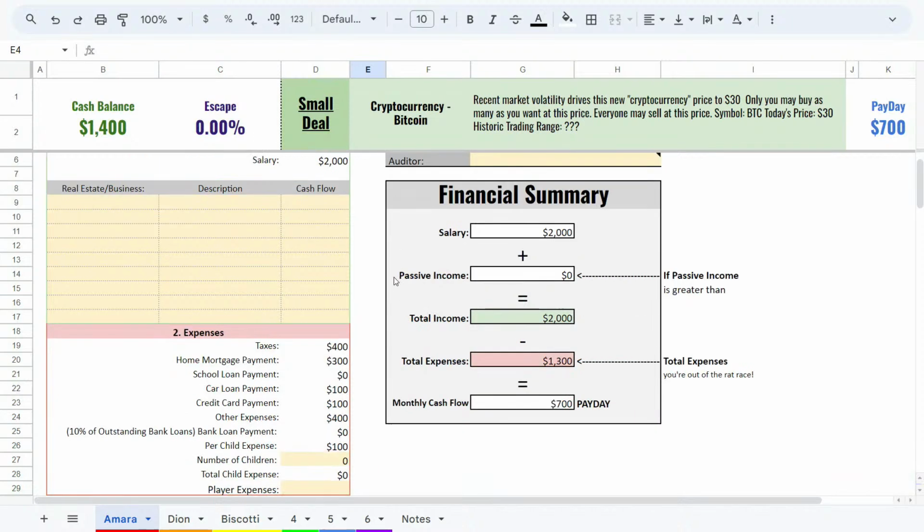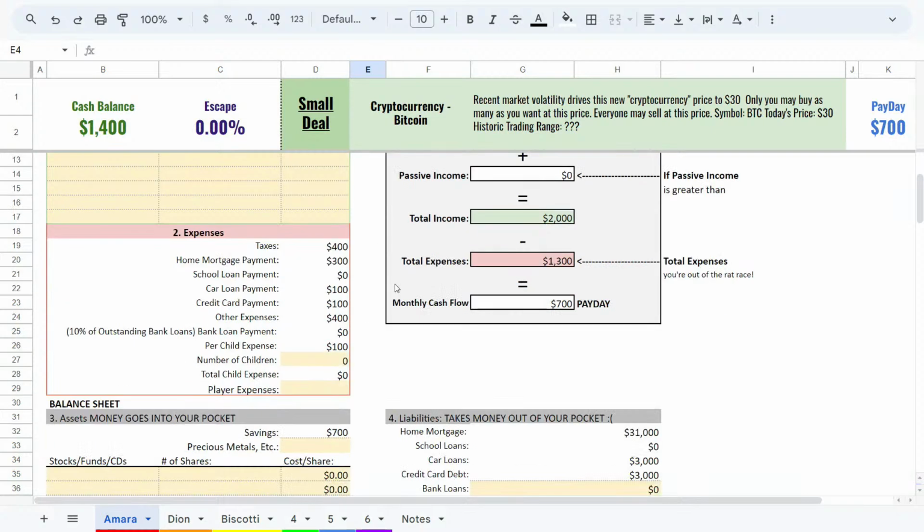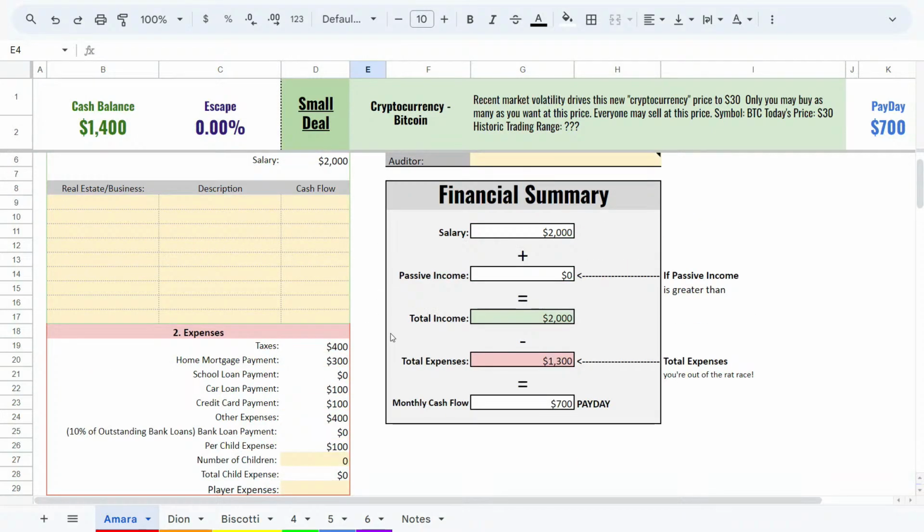Okay. But let's do the first one together. I'll show you how this works. So, what is your total income? You should be able to see it here on the screen. What is your total income? $2,000. And how much money do you currently have in the bank, your cash balance? Hold on one second.